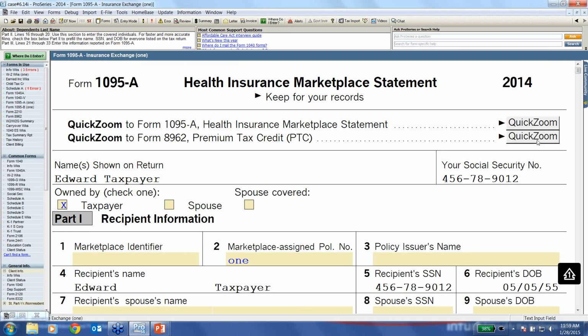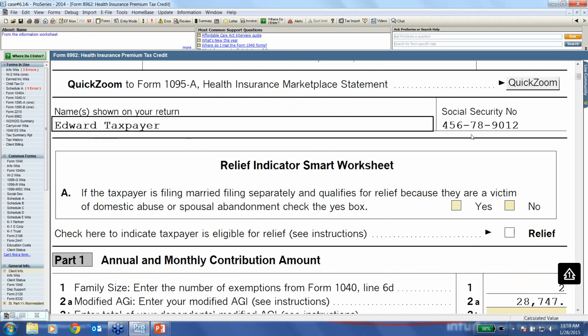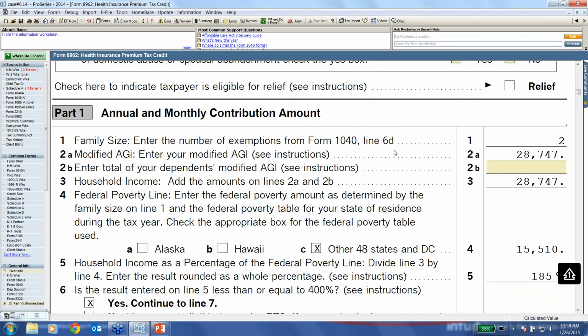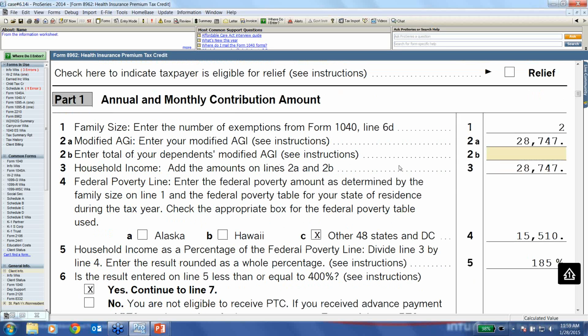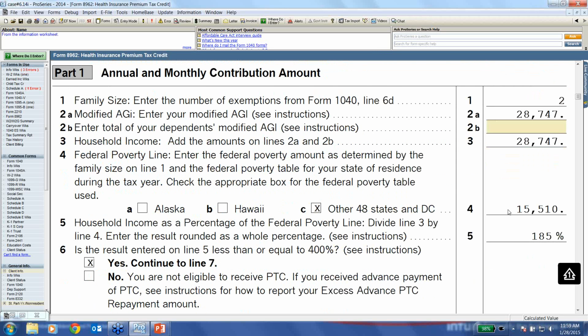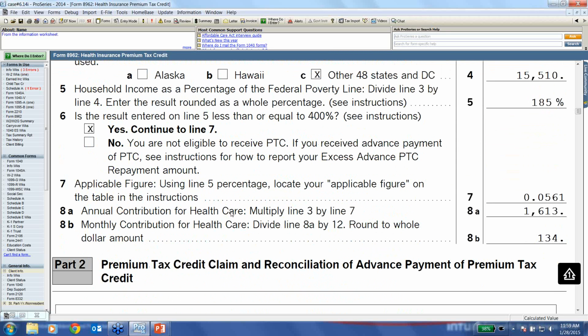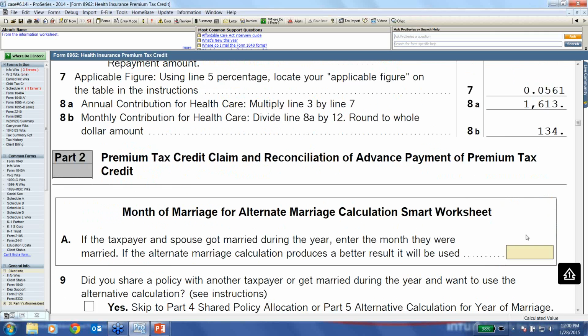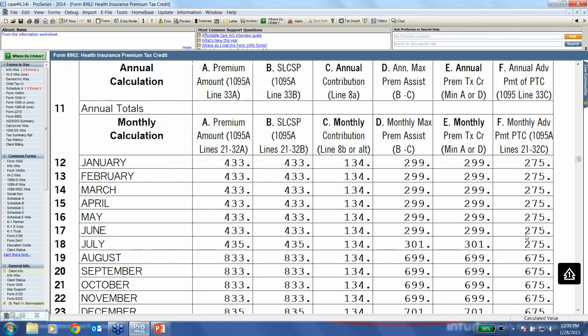Okay, now we'll shoot over to the 8962 and total it all up. 2 people in the household. This 8962 takes the figures at year end and gives you the true premium tax credit. So two folks in the household, income $28,747. That represents 185% of federal poverty line. The annual contribution for health care is $1,613. Divide that by 12 and we have $134. And that goes into column C for the full year.